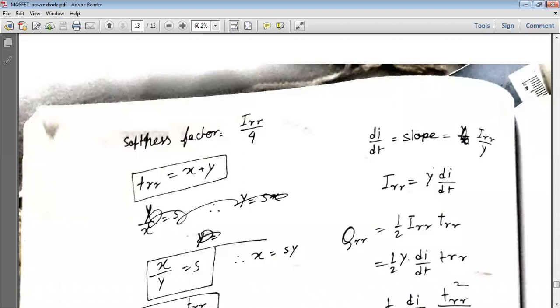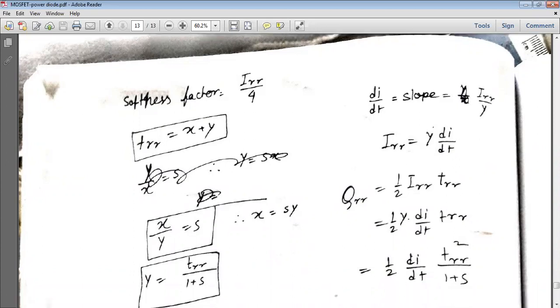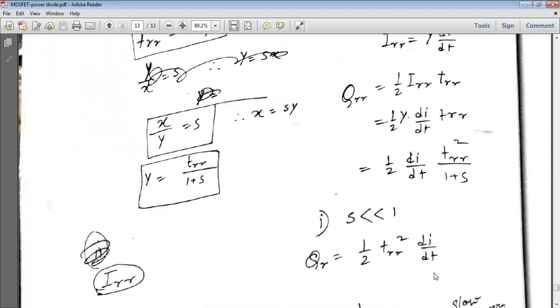If I put that value in QRR, QRR means reverse recovery charge, that will be half into Y di dt TRR. Y is equal to TRR by 1 plus S. So we can write half di dt TRR square by 1 plus S. If the softness factor is much less than 1, then we will not consider this S, and the QRR value will be half TRR square into di dt.